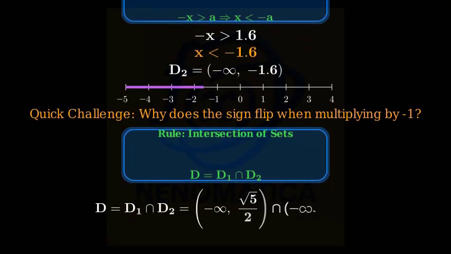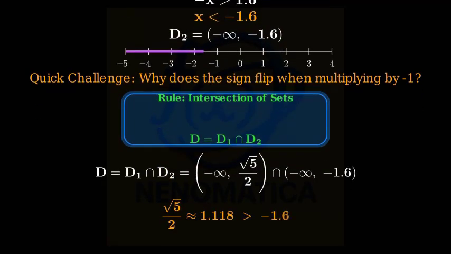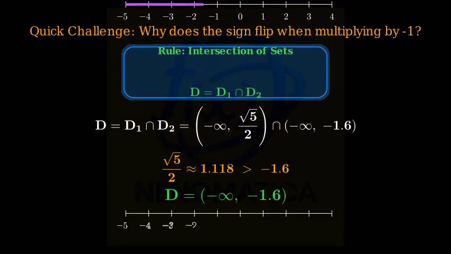D equals D1 intersection D2 equals the interval from negative infinity to square root of 5 over 2 intersect the interval from negative infinity to negative 1.6. Since negative 1.6 is less than square root of 5 over 2, the intersection is from negative infinity to negative 1.6. We will show the intersection on a number line, and then present the final answer with a celebration.